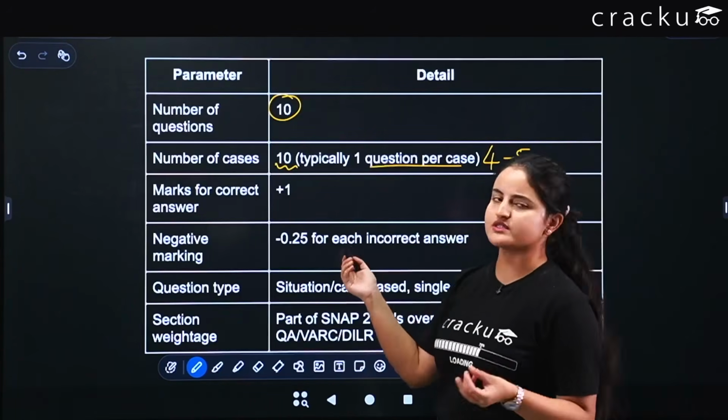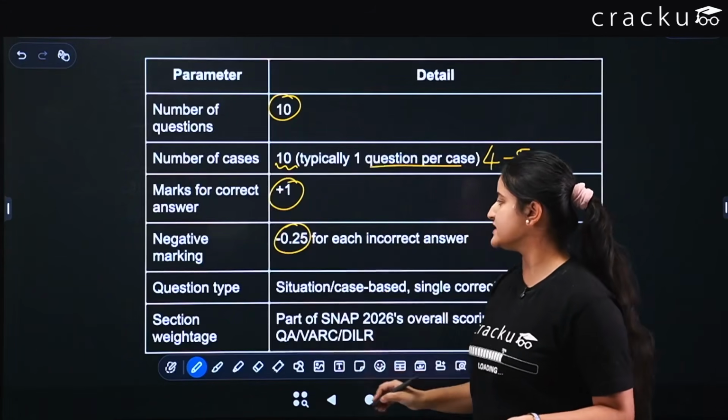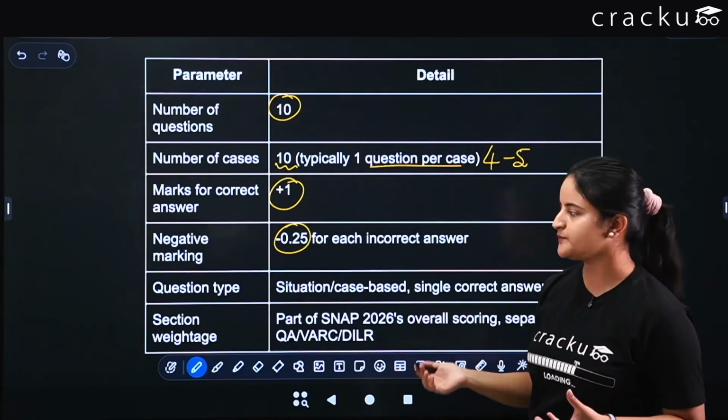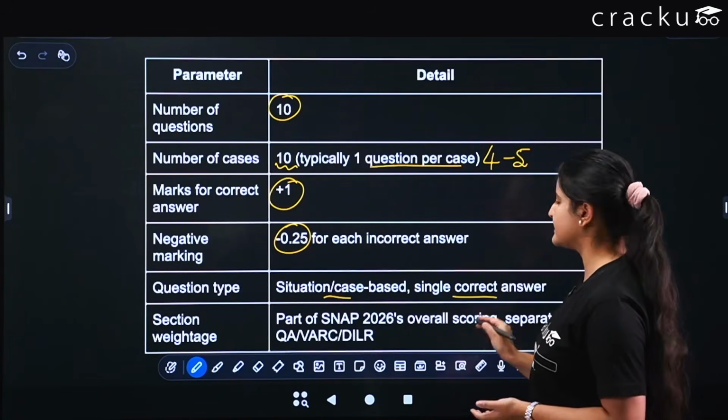Of course, the marking scheme is the same as it goes in SNAP: +1 and -0.25 for an incorrect answer. The question type would be situation or case based, with a single correct answer.